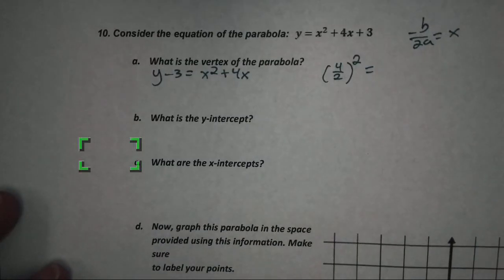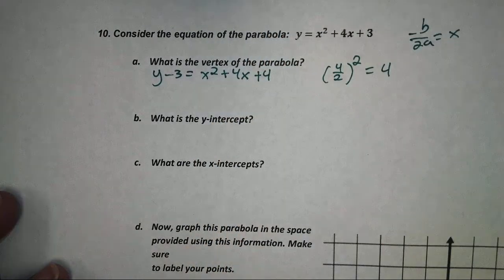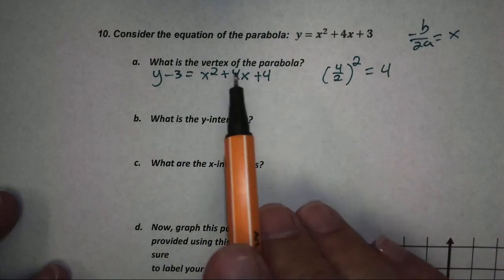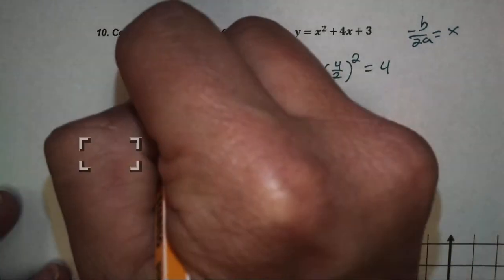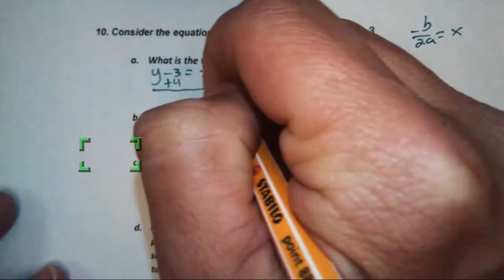4 over 2 is 2, 2 squared is 4. So I'm going to put a plus 4 over here. Now that's a brand new number, so I've got to put the exact same thing on the other side to balance it out. So here's what we've got. Negative 3 plus 4 is positive 1.